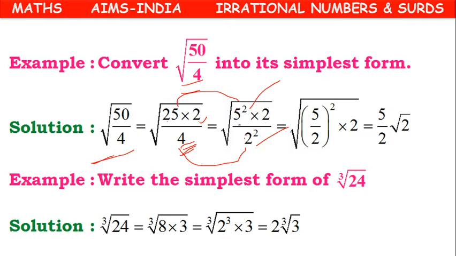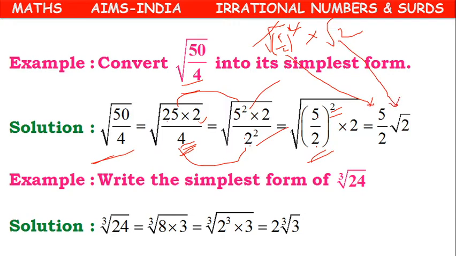Means both of them have squares. We can write 5 by 2 whole square. So next what happens? This square root we have to take separately. Square root of 5 by 2 whole square into square root of 2. We can take separately. So square root gets cancelled. 5 by 2 will be remaining. Here root 2 will be remaining. So 5 by 2 root 2 is in the simplest form.